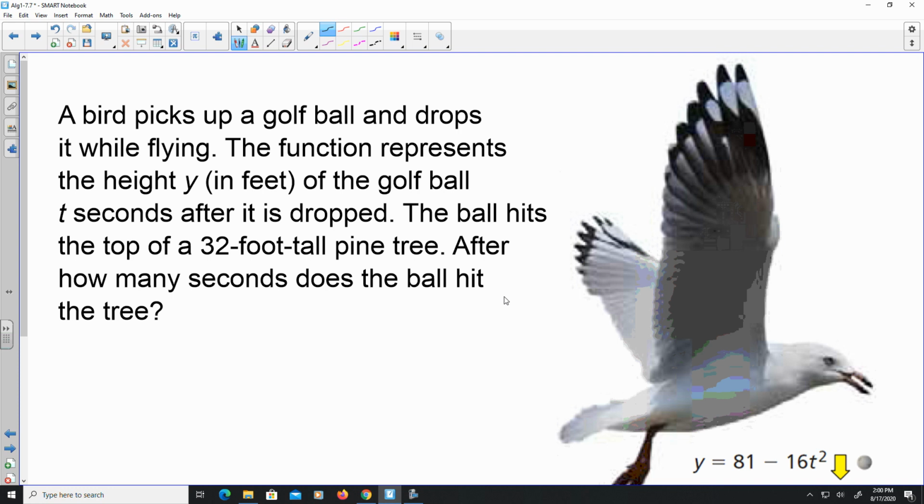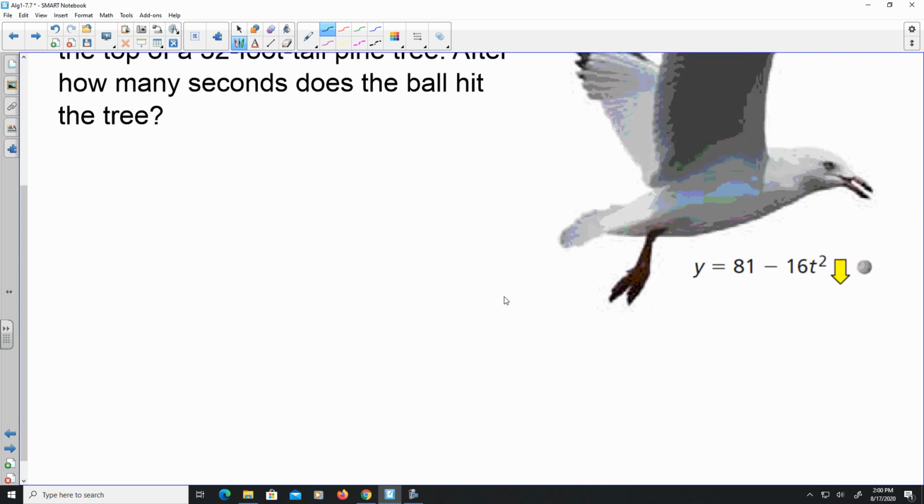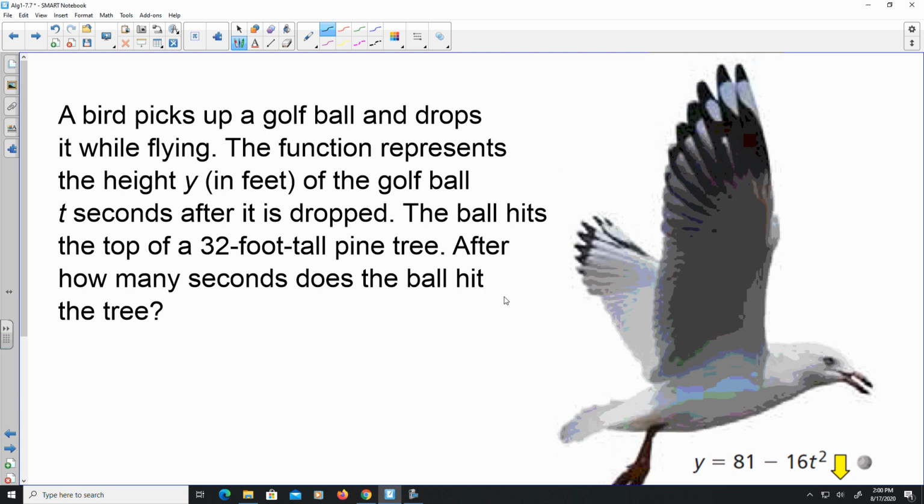Here it says a bird picks up a golf ball and drops it while flying. The function represents the height y in feet of the golf ball t seconds after it is dropped. The ball hits the top of a 32-foot pine tree. After how many seconds does the ball hit the tree?